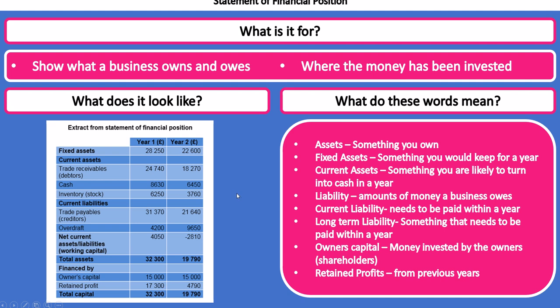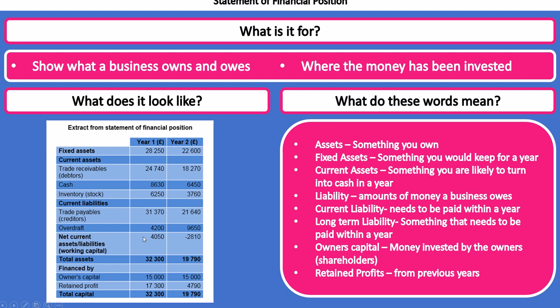Okay, so fixed assets are something you would keep for more than a year. Then you've got the current assets. The word current means things you need to change into cash within a year. So here are the three things: debtors, people that owe you money, cash, and stock. Then you've got current liabilities, which are things you need to pay within a year. Creditors are people you owe, and overdraft is what you owe to the bank. Net, as we know again, is the difference between these two things, which is called working capital.